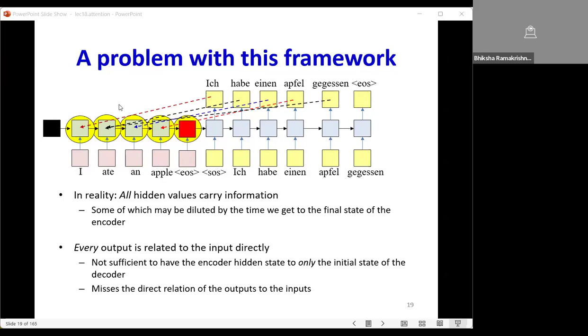Do you get it that each output word over here bears greater dependence or similarity to some of the input words than others? Right. So Apfel is clearly from apple and not from I or ate or an. It's not about the order. It's just that each of these words is related to a different input word. We never did assume there was an order correspondence, right?